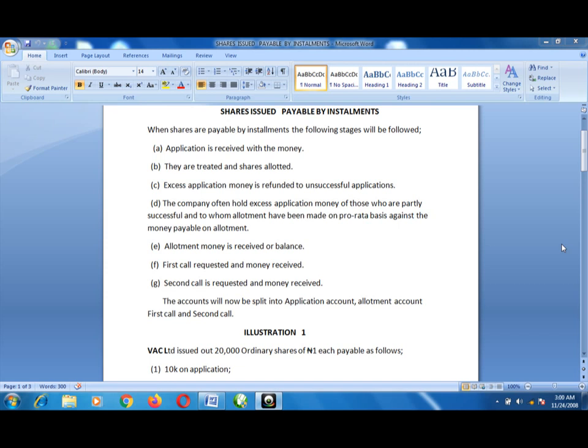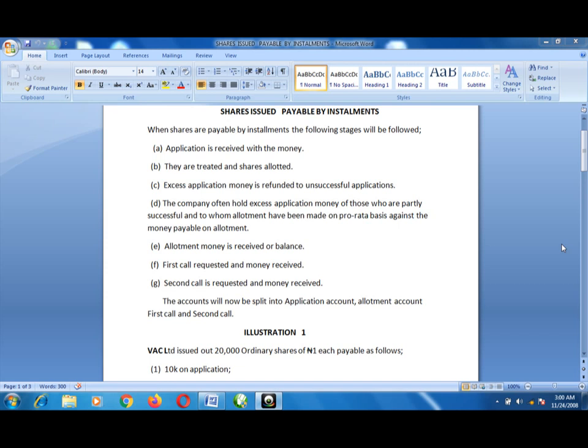And the next one, we have the allotment money is received, and the first call requested and money received. That is what they mean by first call. If you are allotted a number of units of shares, they will not allow you to pay fully, and they will call it by batch. In the first call, they will ask you to pay a percentage of the share, for example 25 kobo per unit of share, that is 25 kobo multiplied by the number of shares allotted to you. Or we have 10 kobo multiplied by the number of ordinary shares issued to you.